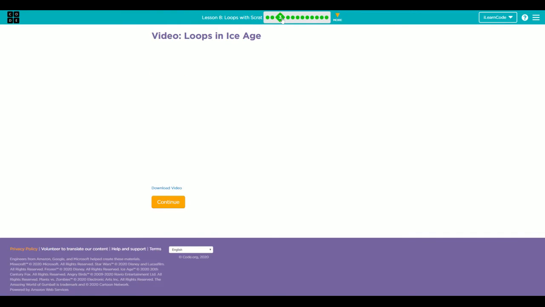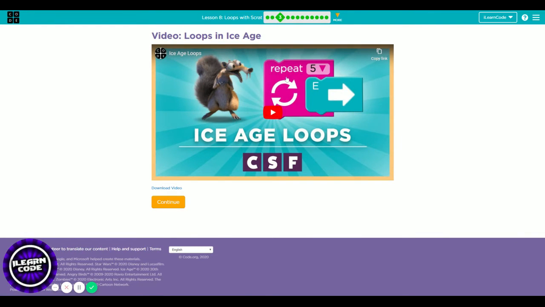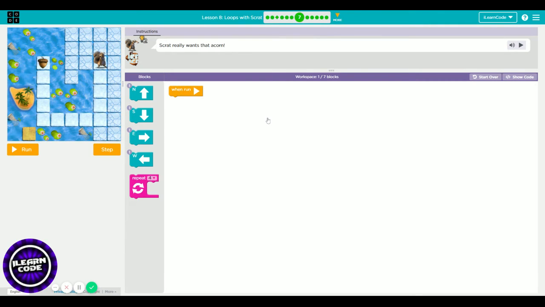Okay, lesson 3. Oh, there's also a video you can watch. I'm in level 7. Pretty much you can do the previous levels on your own, but I want to show a couple of tricks about this level.